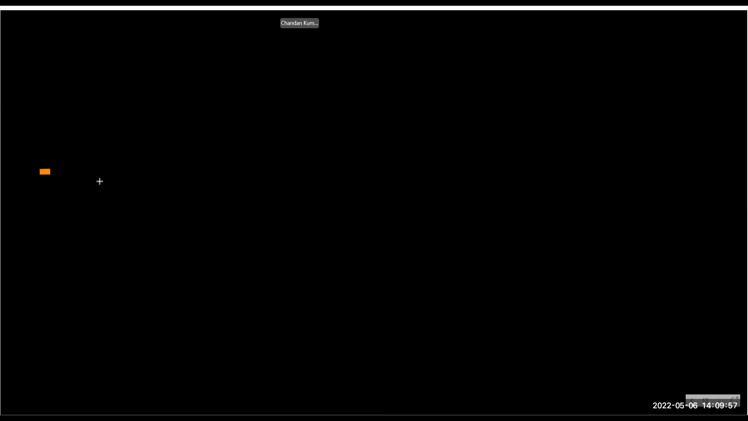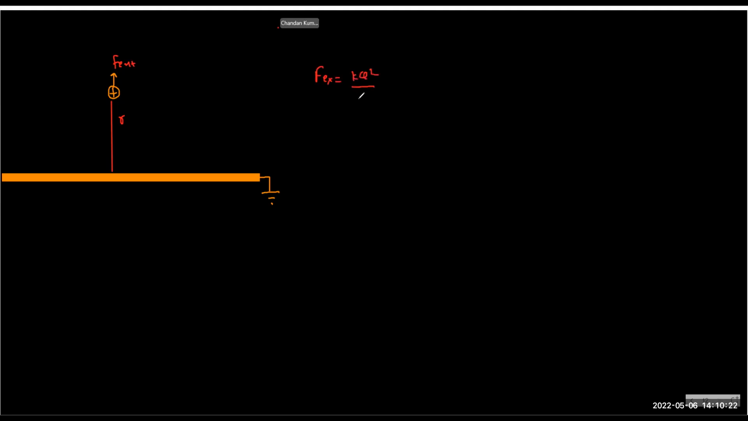If we have the same conducting sheet, which is grounded, and we have a charge at a distance d, and we know the force. If in the general case I call the separation R, how much force will it experience? kq square by 4R square in general, right? At a distance R. So dW will be how much? F external dr, isn't it?